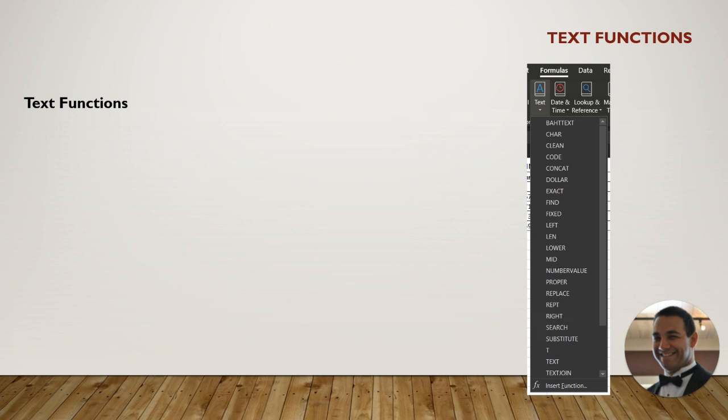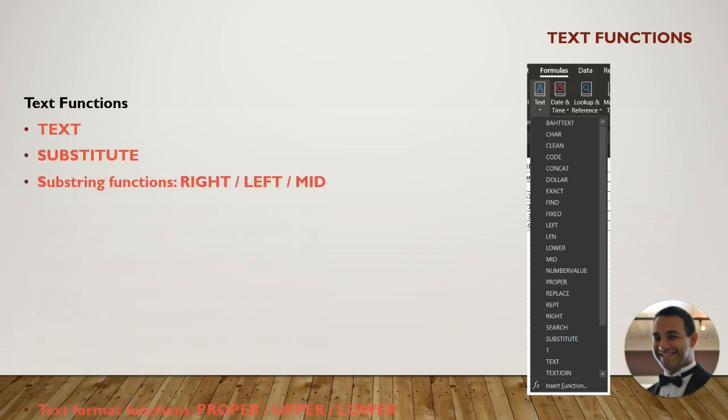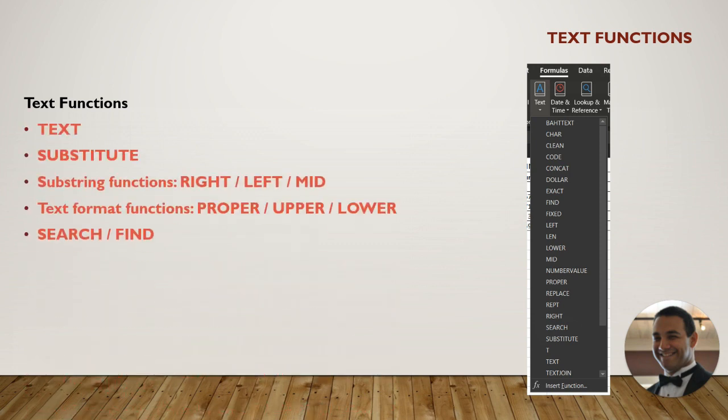The other type of function we're going to cover today are text functions. Text functions allow us to slice and dice, manipulate, and analyze text in our spreadsheets. The functions we're going to look at today are the text function, substitute function, the substring functions right, left, and mid, the text format functions proper, upper, and lower, and the search and find functions. First up is the text function.